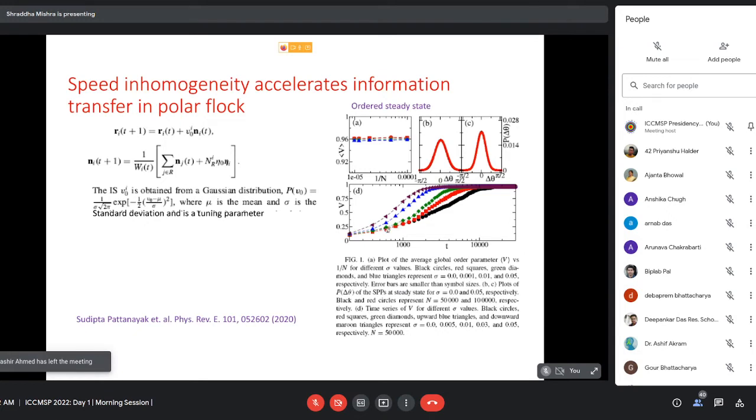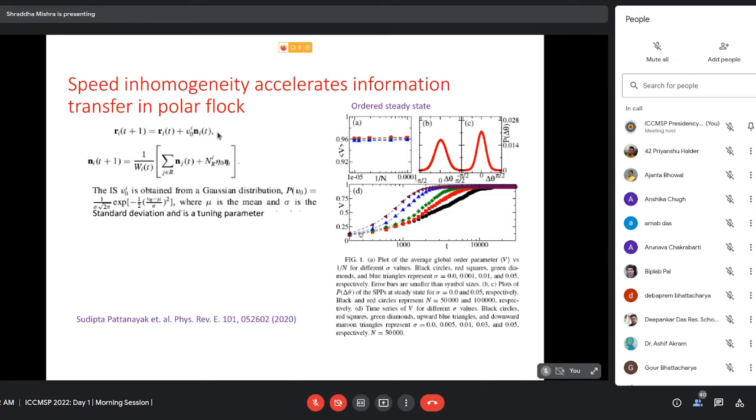But one difference we found is when we look at the time series of the order parameter. This is obtained in the steady state. But suppose I look at how the system is evolving from the disordered state, then black is for 0 sigma, 0 variance in speed, and brown is for the largest variance we have looked at.